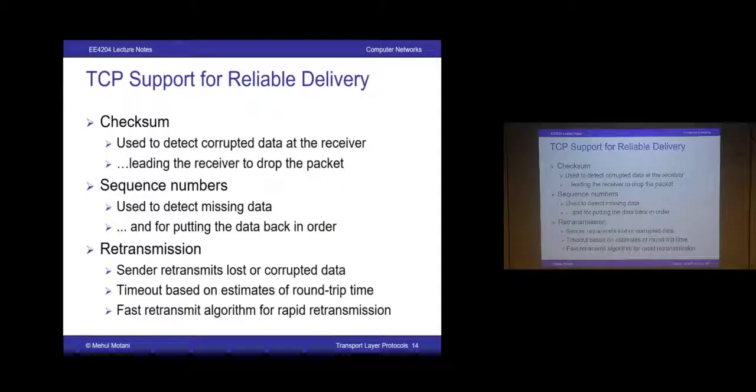This is maybe a little bit of a repetition from a few slides ago, but it's worth repeating. This is about reliable delivery. We'll look at flow control and congestion control later, but the basic mechanisms that TCP has for reliable delivery are checksum. A checksum is simply an error detecting code. You call it CRC, cyclic redundancy check. So what is it? It's extra bits you add. Those extra bits are a function of your payload.